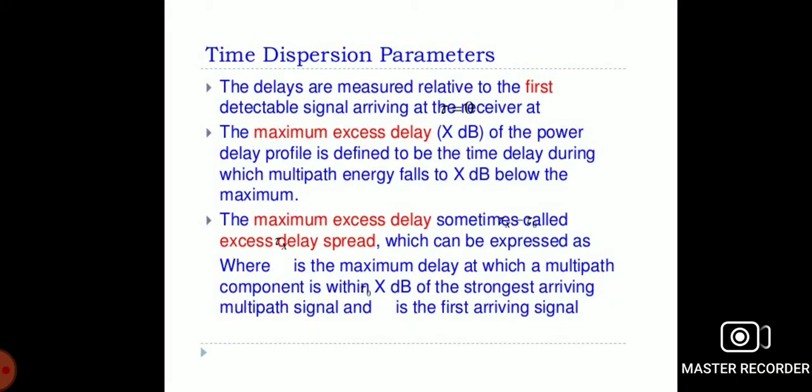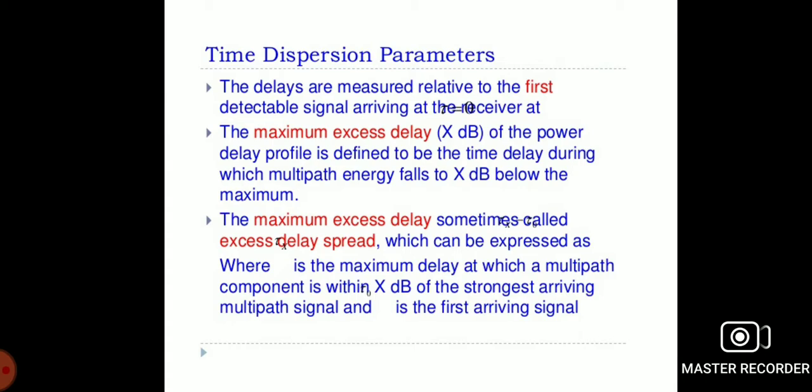Good morning, everyone. In this lecture, EC8652 Wireless Communication, Unit-1 Wireless Channels. In the last sessions, we discussed the large scale fading effects and also the link power budget design analysis.